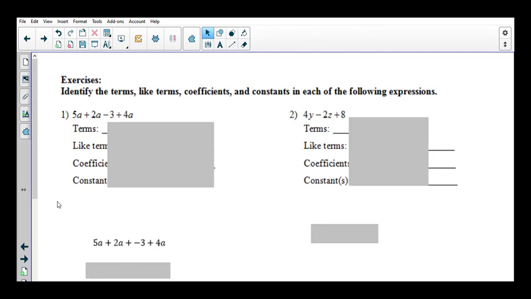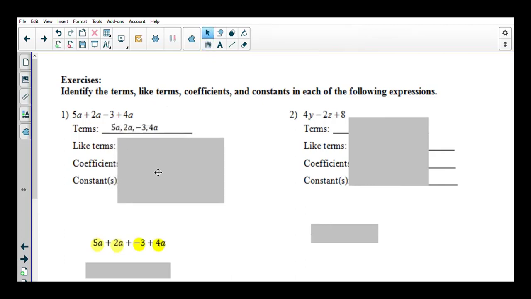So 5a plus 2a minus 3 plus 4a can be rewritten as 5a plus 2a plus negative 3 plus 4a. Now, my terms are the things that we're adding together. That would be 5a, 2a, negative 3, and 4a. So you can see that I listed them here: 5a, 2a, negative 3, and 4a. Watch your signs. The number one mistake students make is they just put a positive 3 because they're like, there's a 3 right there. That's one of the reasons why we add the opposite.